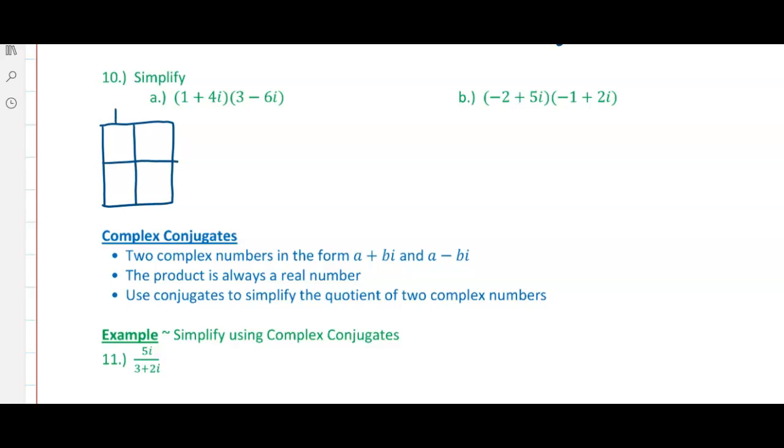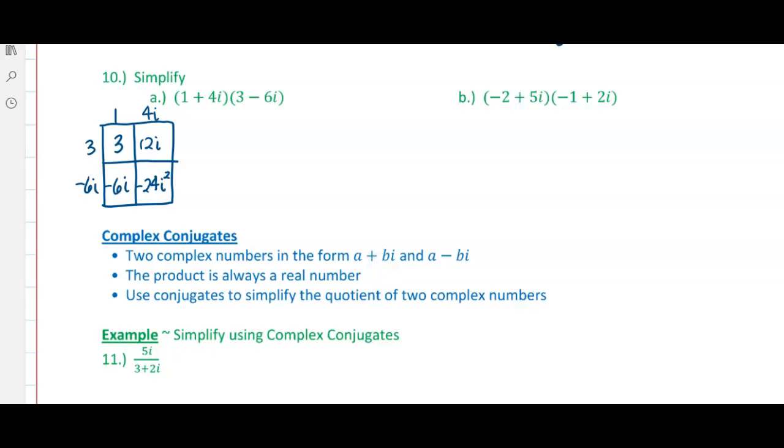So I'm going to put 1 plus 4i across the top, 3 minus 6i going down the side. And now we just multiply. 3 times 1 is 3, 3 times 4i is 12i. Negative 6i times 1 is negative 6i. Negative 6i times 4i is negative 24i squared.